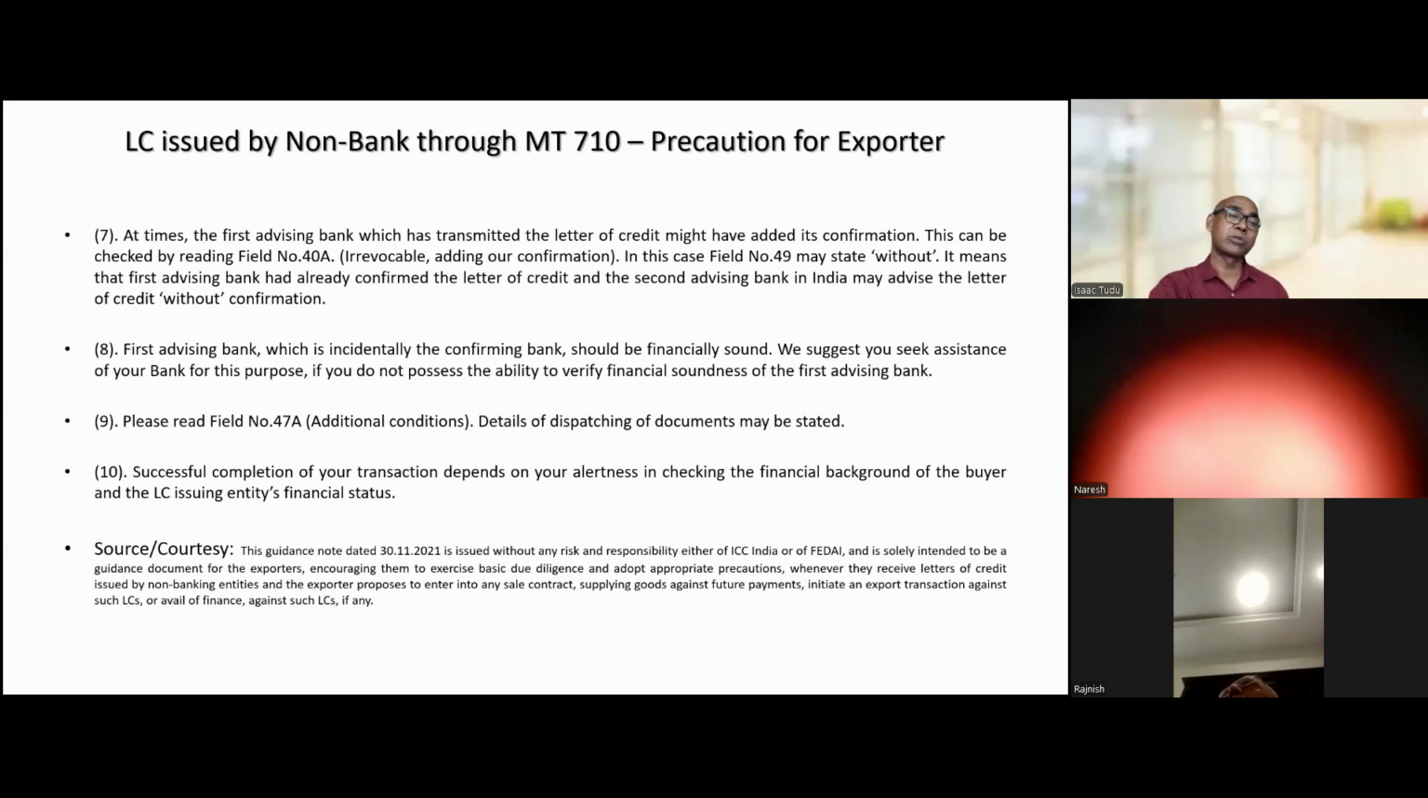Okay, so you can also get it. Okay, so with this I am done with today's two payment terms. That is, first is advance payment and second is LC.